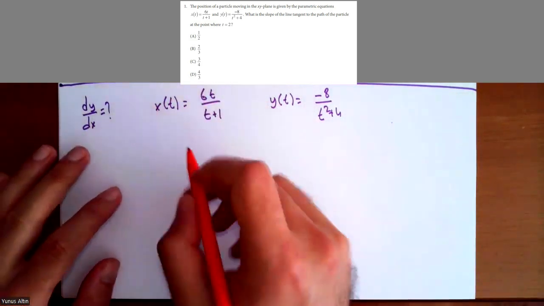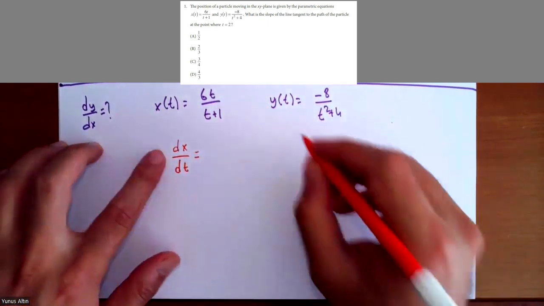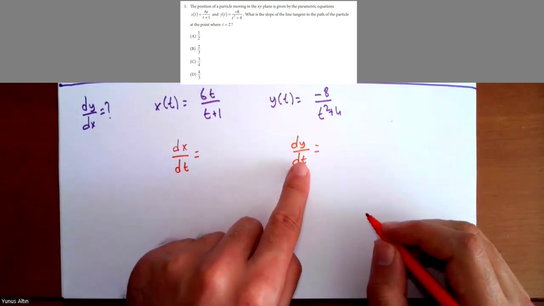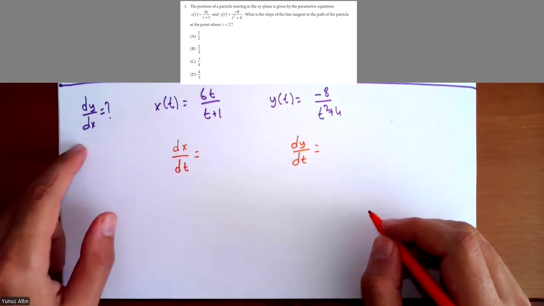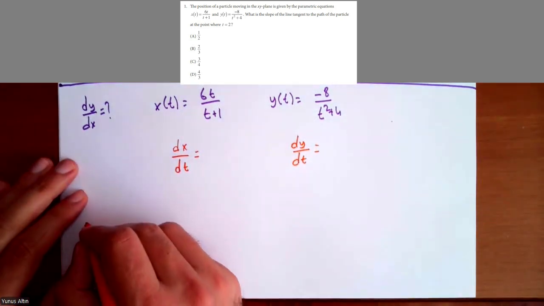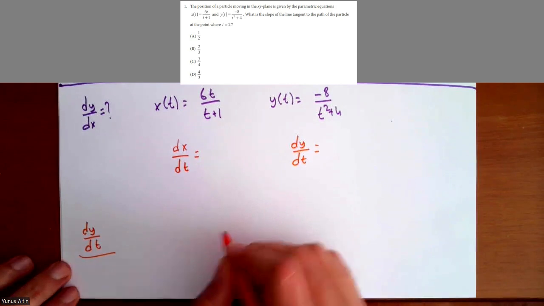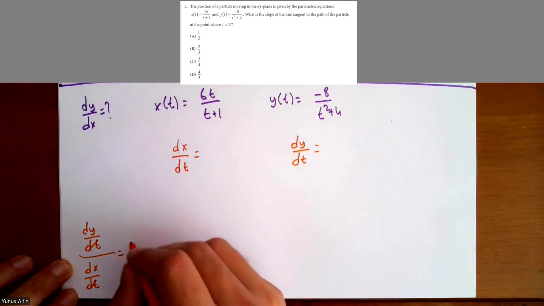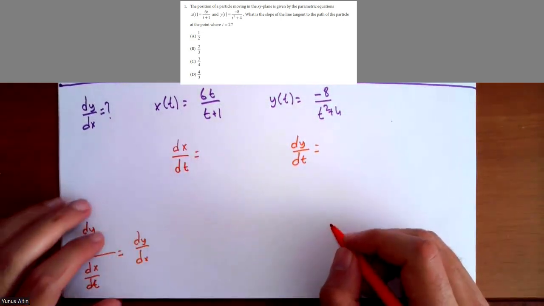First, let's find dx over dt here. And then let's find dy over dt. And when we divide this one by this one, we will see dy over dx, because we know that dy over dt divided by dx over dt equals, the dt's cancel because they are both in the denominator, dy over dx. So first, let's find this one.